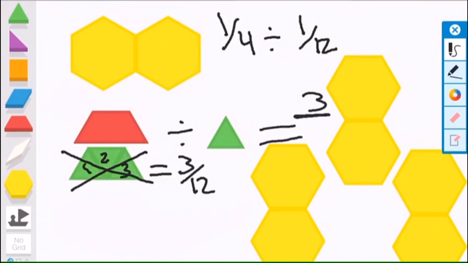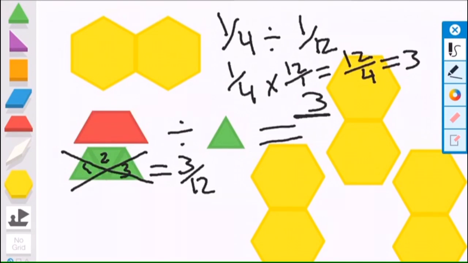and a way to solve division whenever doing fractions is to cross multiply. So we're going to have 1/4 times 12/1. That's equal to 12/4, which is equal to 3. So that's how you do division with your blocks.